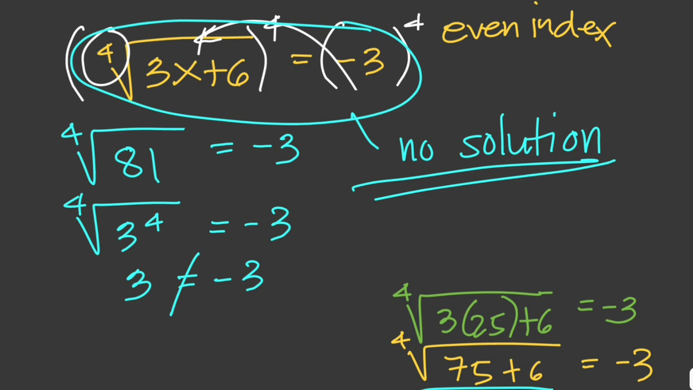Now let's try solving other problems. Let's say aside from the radical, we have another variable on the other side. So if the radical is not alone on one side of the equation, we have to solve for the radical before we raise it to an exponent.